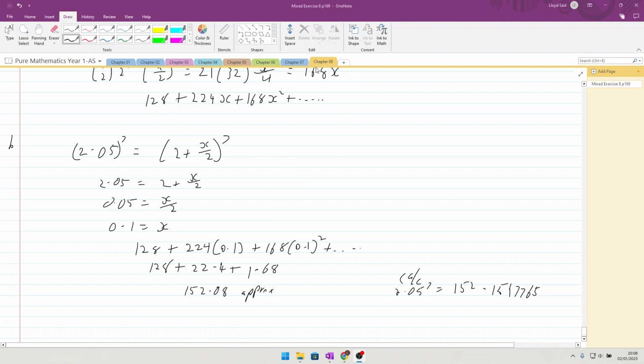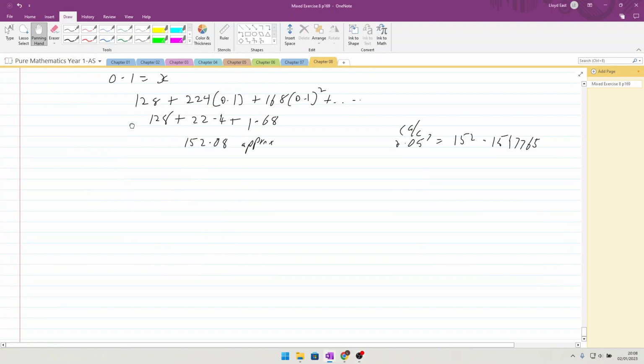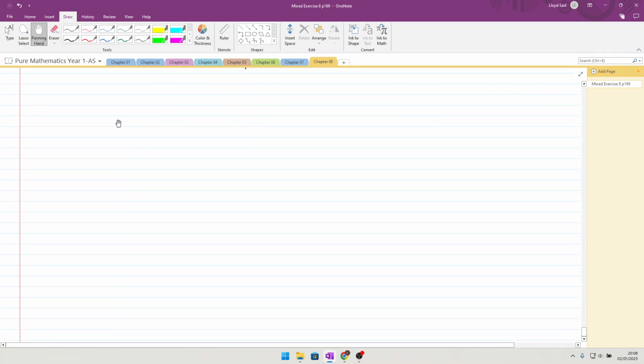Okay, done with question 21, the last question of this exercise, and then the challenge questions, chapter 8 that is. Let's have a look at question 22 to finish up.